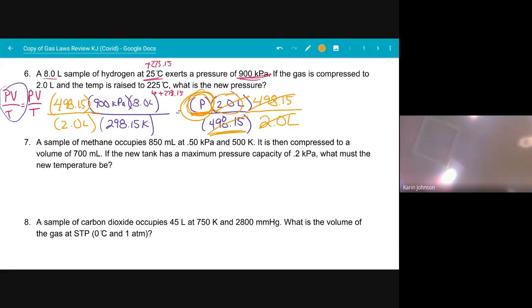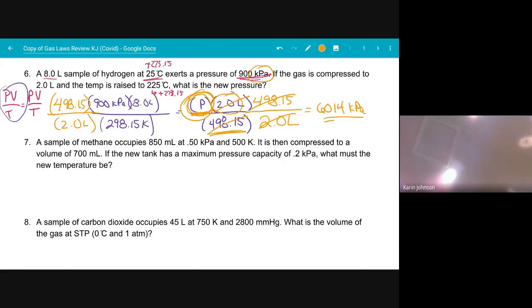So now I just need to do the math on the left, and I should get the pressure on the right. So entered into my calculator is going to be 498.15 times 900 times 8. I'm going to divide that by, in parentheses, 2 times 298.15. And I should get around 6,000. Did you get 6,014? Somewhere in that ballpark. And then what's the unit? Well, the unit that we have been using is kilopascals.